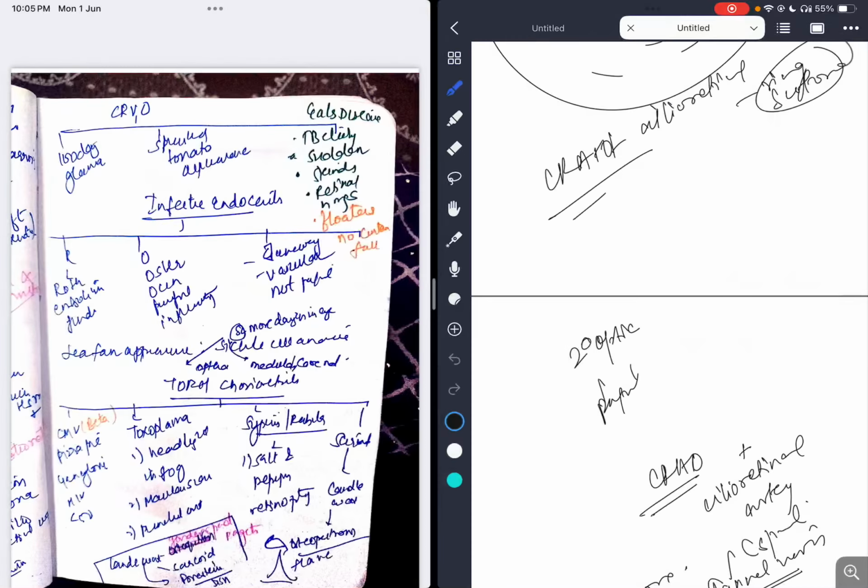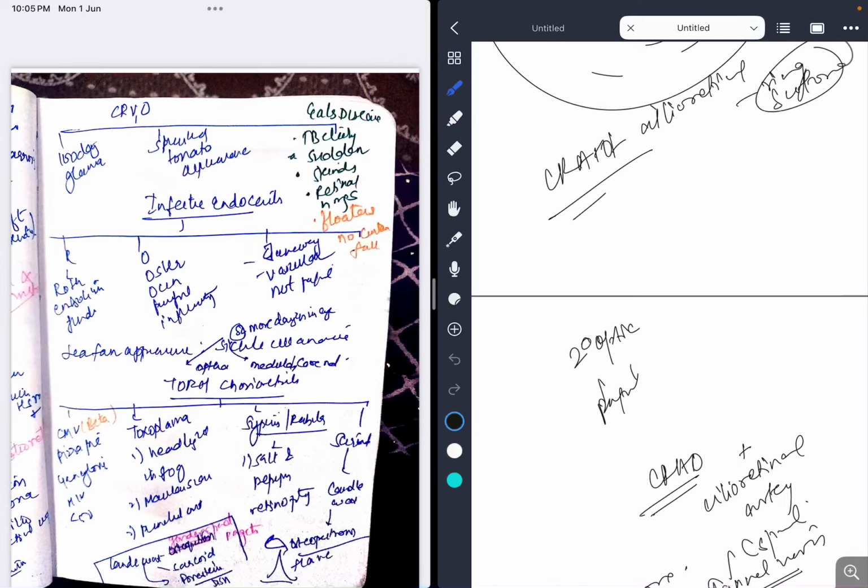Yesterday we studied CRAO and now we will be studying CRVO. So CRVO is basically how you want to differentiate it. There is 100-day glaucoma and there is splashed tomato appearance. On the retina, if you see, there would be a lot of hemorrhages, giving the appearance of splashed tomato. Okay. And then we have Eales disease.